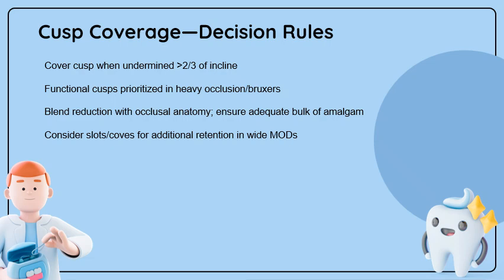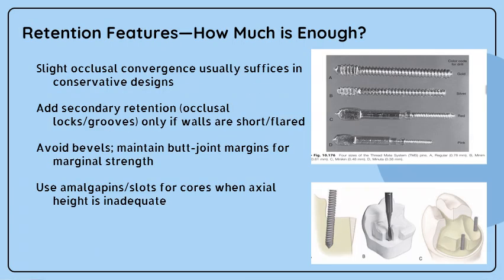Another important update is cuspal coverage. When more than two-thirds of a cuspal incline is undermined, covering the cusp will ensure the strength of the restoration, especially on the functional cusp in patients with a heavy occlusion or patients with bruxism.